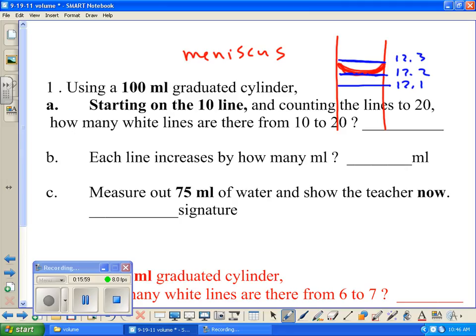All right, so back to yours. We're going to do number one together, then you're all on your own. All right, you have a 100 mil graduated cylinder. Starting at the 10 line. So put your finger on the 10 line, one of you.